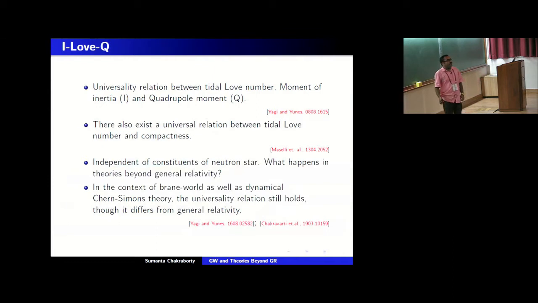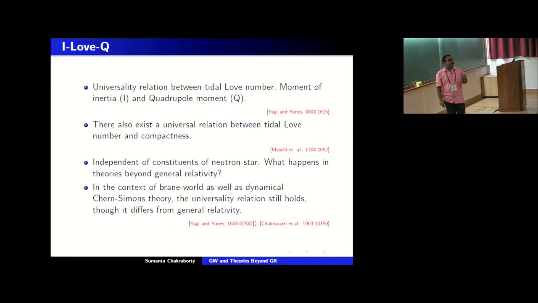Now one often asks what happens as you go beyond GR, whether the universality breaks down. If the universality breaks down, then that's a big problem because then you cannot predict without the degeneracy factor taken into account. But it turns out that in various other contexts, like in the case of brane world as well as dynamical Chern-Simons theory, the corresponding universality relation still holds. That is, the relation between the tidal Love number, moment of inertia, and quadrupole moment is still independent of the equation of state of the neutron star, but they differ from the corresponding relation in general relativity. So therefore, you can still use this relation.